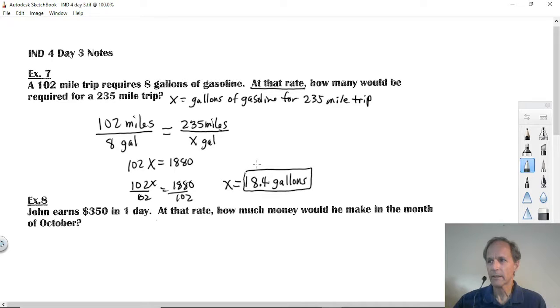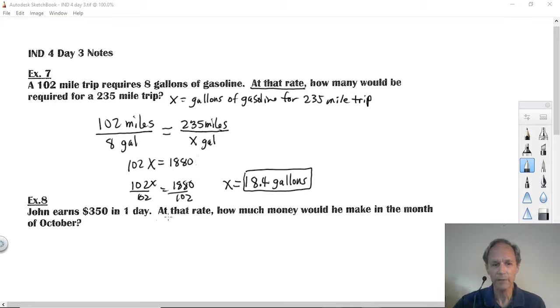Okay. So let's look at the next one. John earns $350 in one day. At that rate, oh, I'm glad to see that phrase, because that means we're just going to have a proportion that we can set up. At that rate, how much money would he make in the month of October? Okay, so we're going to reread it. John earns $350 in one day. At that rate, how much would he make in the month of October?